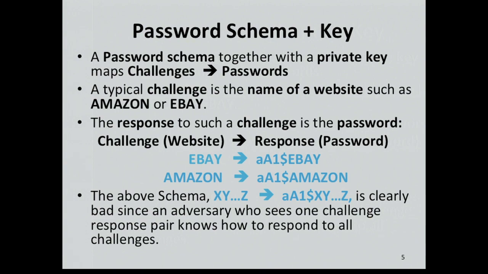For example, here's a schema which would take eBay to a lowercase a, capital A, $1, satisfying all the requirements, except for the fact that it could be made a little longer. This is considered a good password. It's a terrible one, of course, because once you see the response to eBay, you know what the response to Amazon will be, right? So this is bad because the adversary who sees one challenge response pair knows how to respond to all challenges.